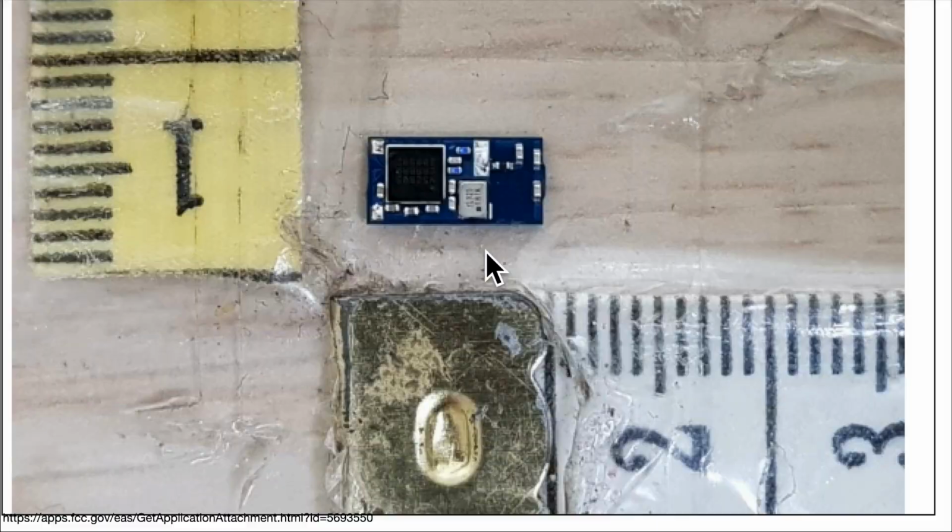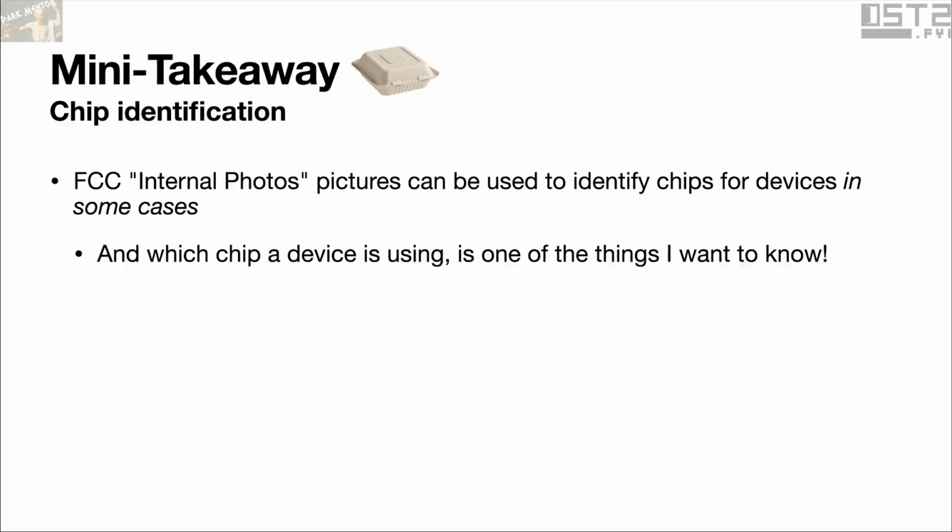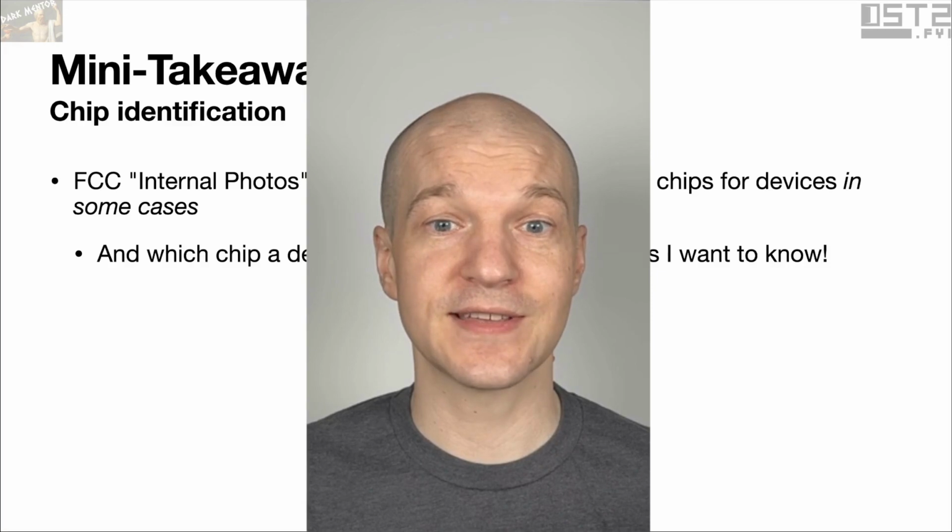So we've got this little module, which we can enhance, and then we can enhance once more. There we go. Look at that. That's the magic of modern technology. Anyways, the mini takeaway from that is that those internal photos can be used to identify chips in some cases. Which chip a device has is what I want to know.